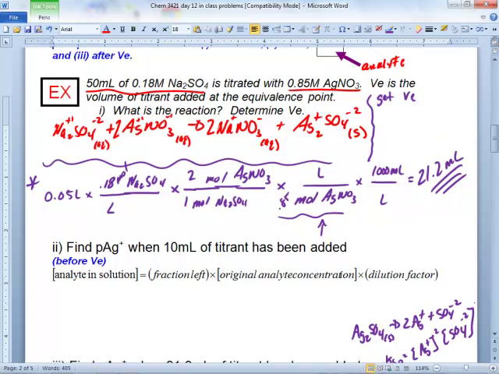So how is it going to do it? Now we started out with 50 mils of 0.18 molar sodium sulfate. Right? And we add some silver nitrate. Is the amount of sulfate going down?